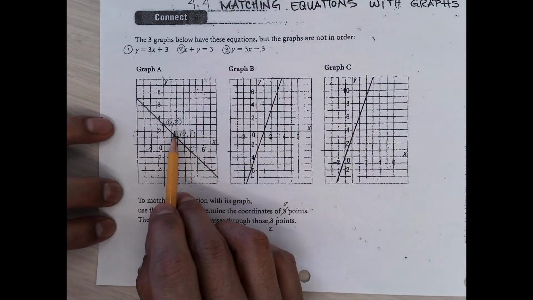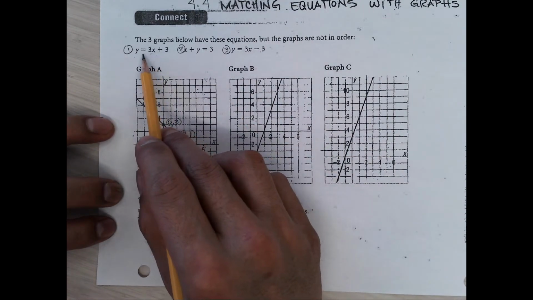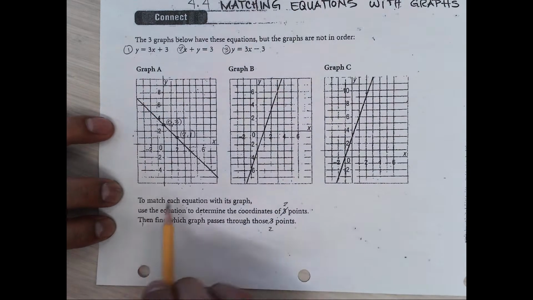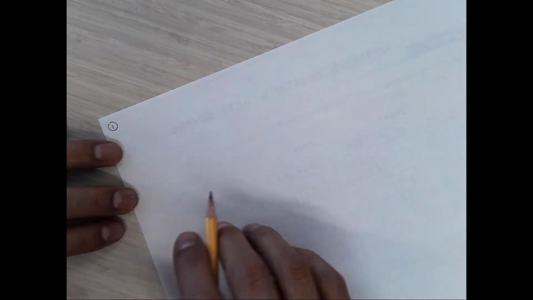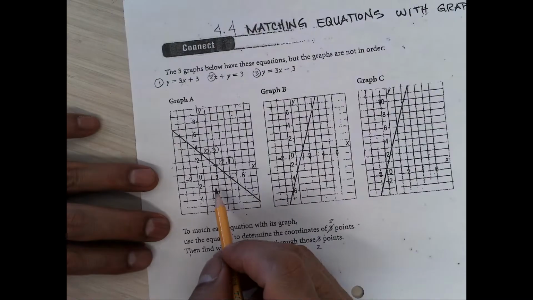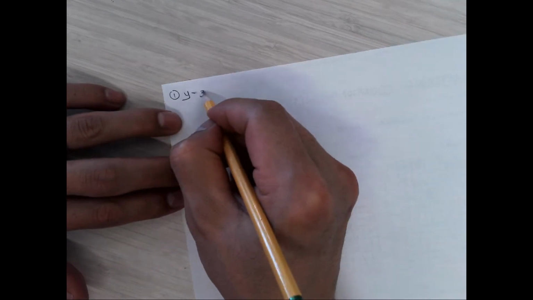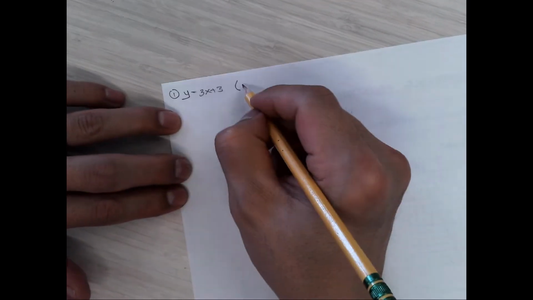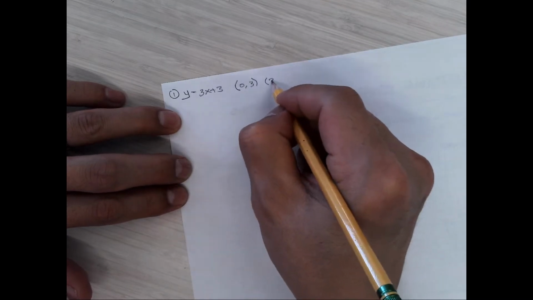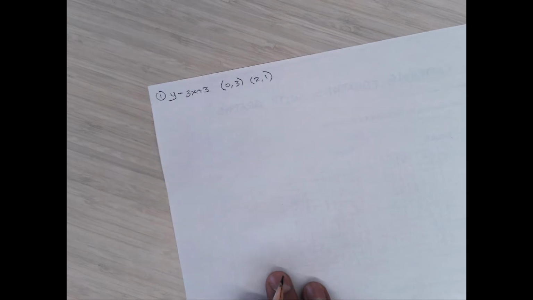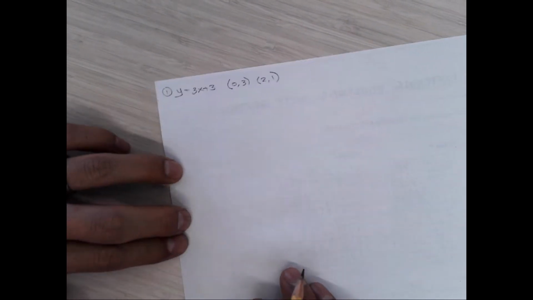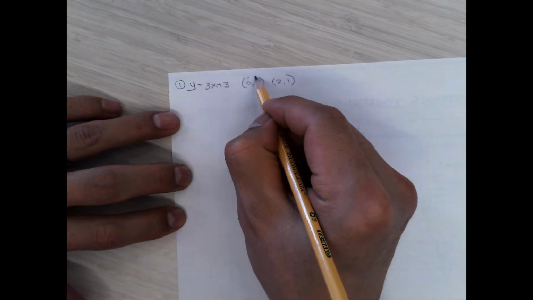I'm going to substitute their values into this and see if it works in this equation. So watch how this happens. Let's go to the back of this page and try that at (0, 3) and (2, 1). So here's our first equation, and we're going to test it out on graph A. Does this equation match graph A? This equation is y = 3x + 3. The points that we're going to test out are (0, 3) and (2, 1). Okay, here's how you do this. This is my x-coordinate, this is my y-coordinate, this is my x-coordinate, this is my y-coordinate.